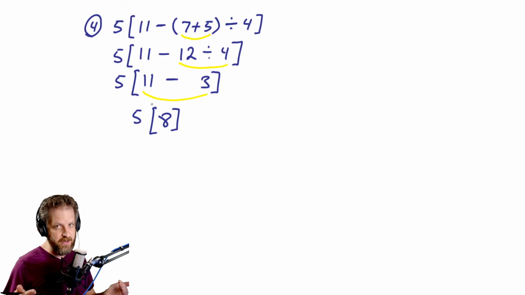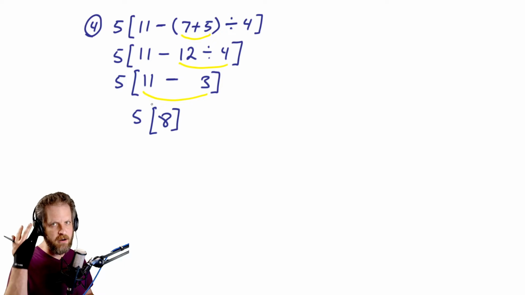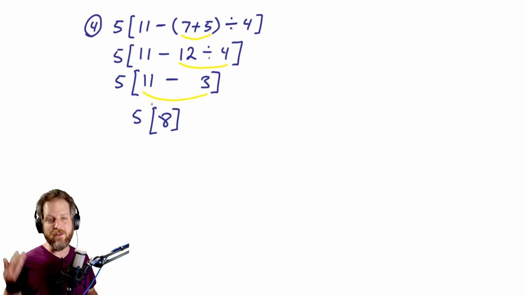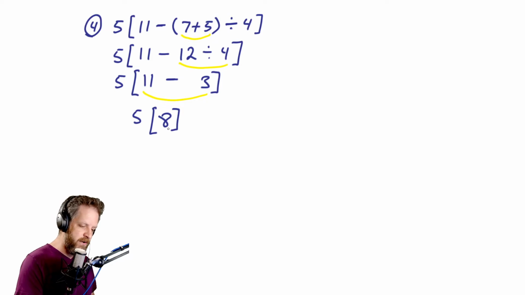I know I've said it about 3 times at this point, but we keep repeating things. It's going to get stuck in our mind palace, holes, caves, something. Whatever lives in our brain, this math is going to get stuck in there. So we got 5 times 8 because we got a number next to a grouping symbol. 5 times 8 is, of course, 40.